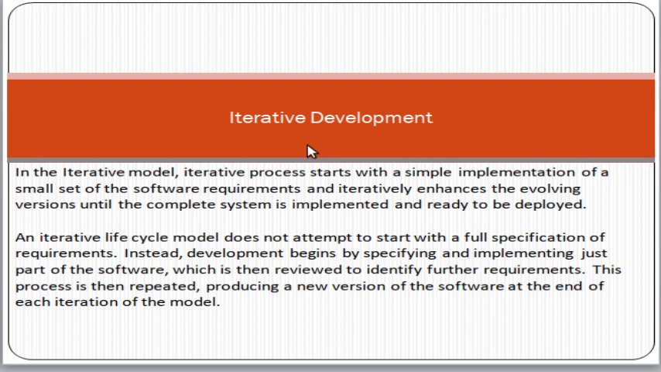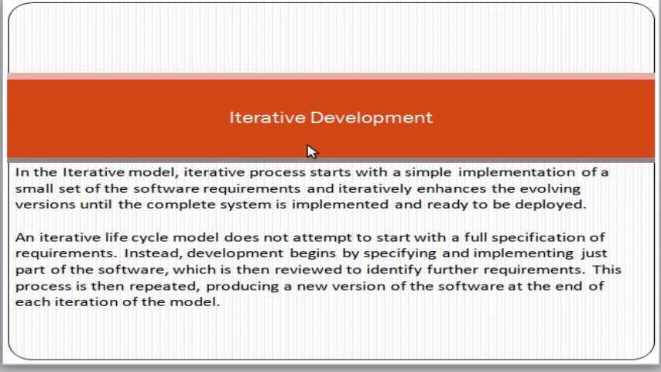So let's start. Iterative development. Friends, iterative development means that the iterative process starts with a simple implementation of a small set of the software requirements and iteratively enhances the evolving versions until the complete system is implemented and ready to be deployed.